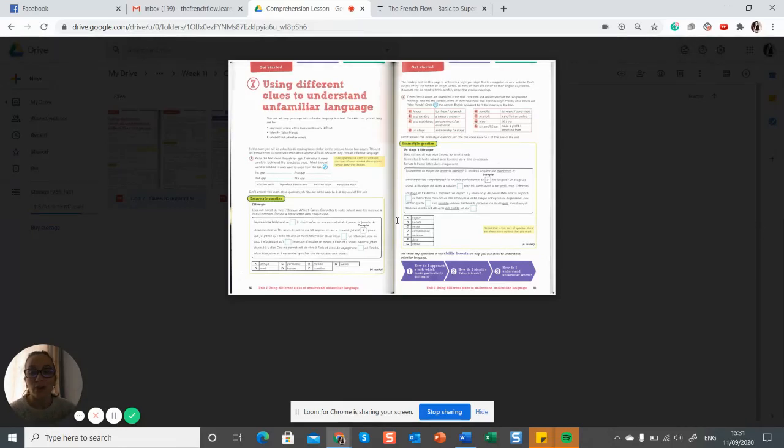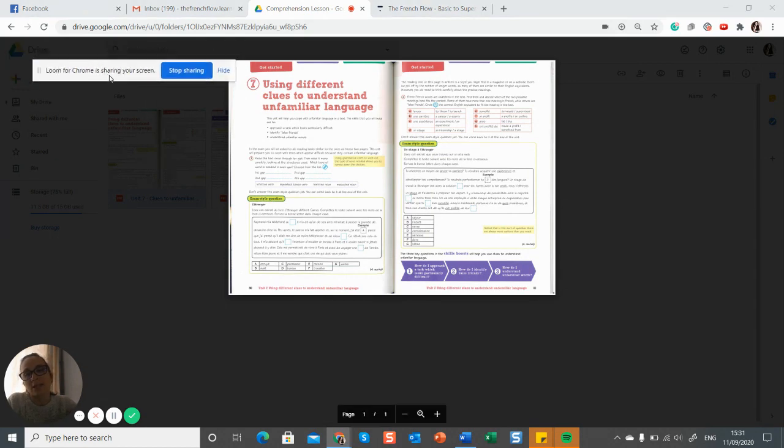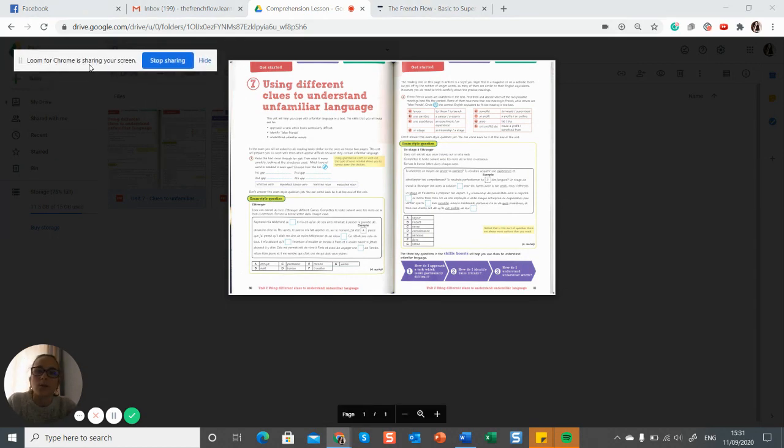Welcome to this last comprehension lesson from our book. So basically, this one is about using different methods, different clues to understand when we don't understand.